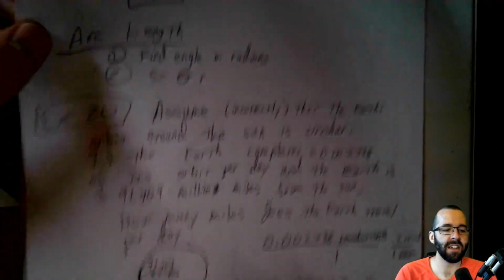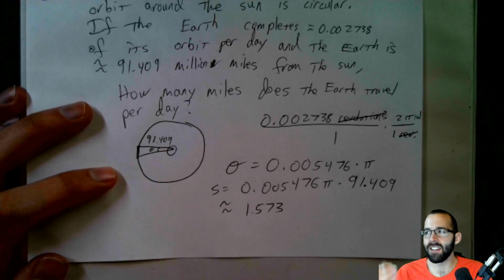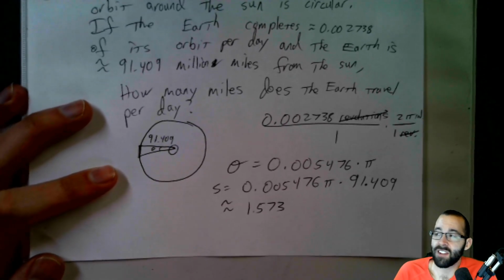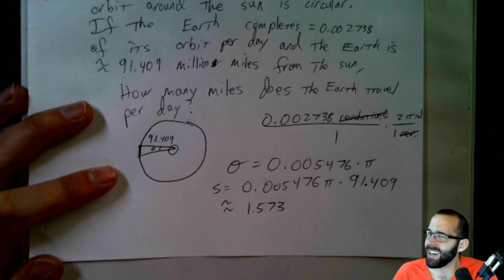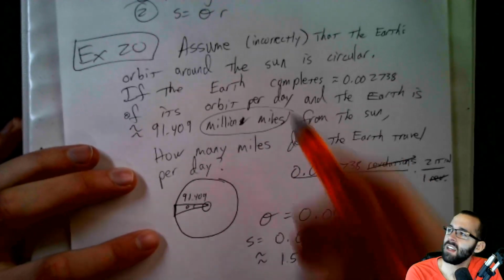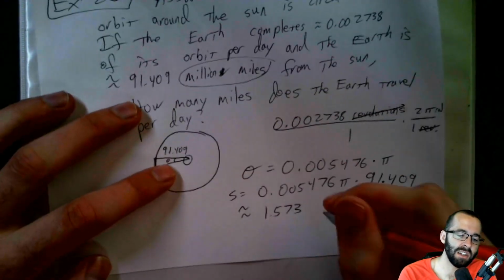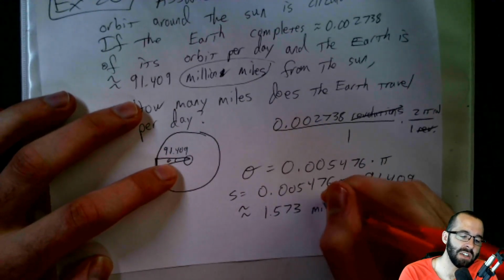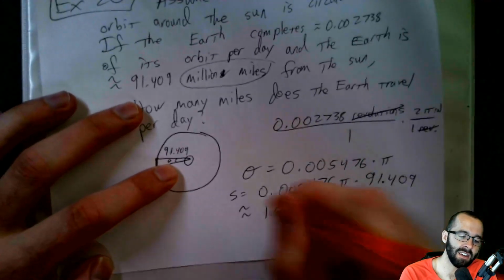So you have to be very, very careful with units. I'm saying that all the time here. Because is our answer, first off, our answer is most certainly not 1.573. But is our answer 1.573 miles? Does the Earth only move 1.5 miles a day? I don't think so. Remember that the problem is given in million miles, so our answer is going to have the same units. 1.573 million miles is what the Earth travels approximately in a single day.